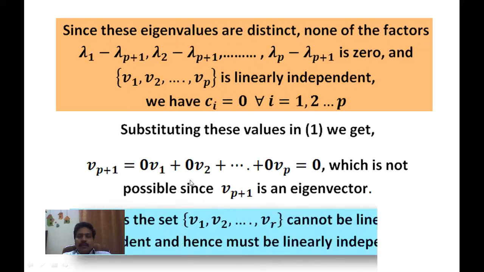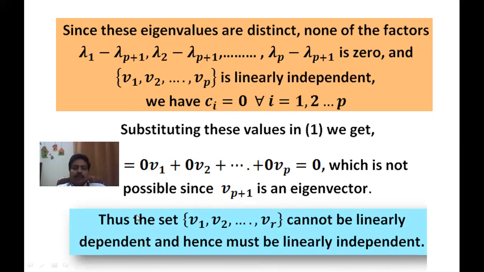This contradiction arises due to our assumption that V1, V2 and so on Vr is linearly dependent. So the set V1, V2 and so on Vr cannot be linearly dependent. So the set must be linearly independent. So this is the proof of this theorem.